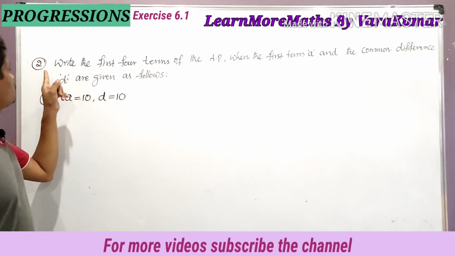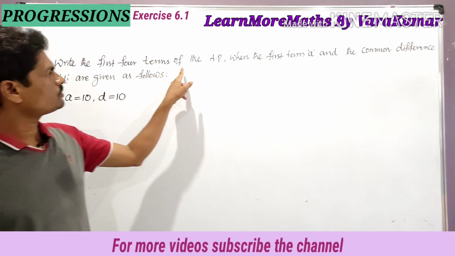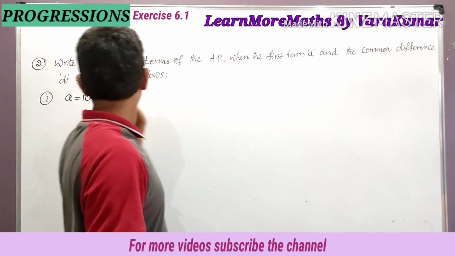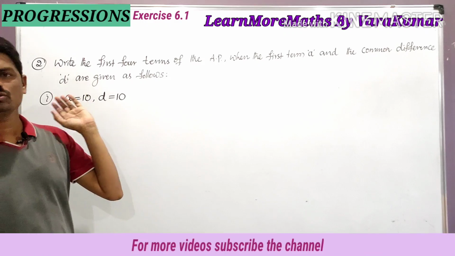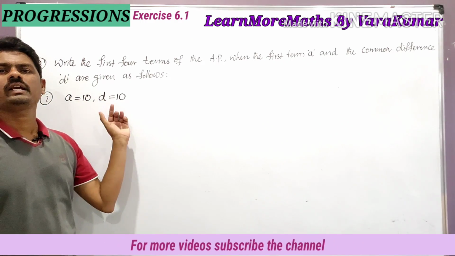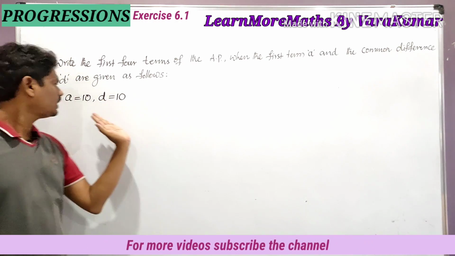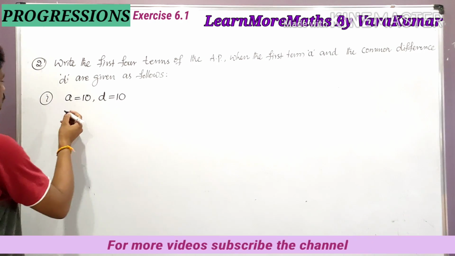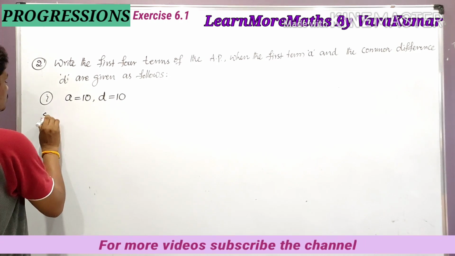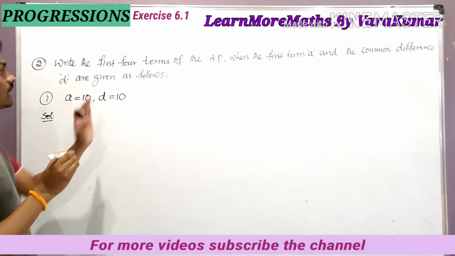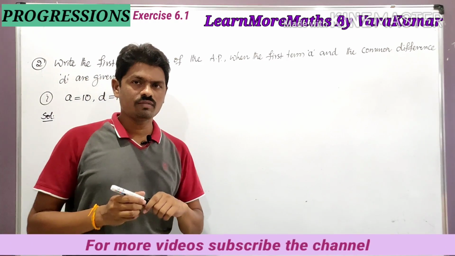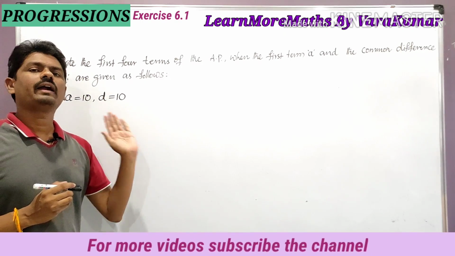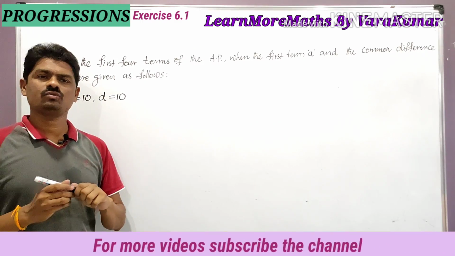So see, student, what he is asking: write the first 4 terms of the AP when the first term a and the common difference d are given as follows. So again there are some parts in the second problem, student. Now I have to solve one by one. This is the first one. a is equal to 10, d is equal to 10. So both are 10 he has given. What he is asking to find, student: write the first 4 terms. The first 4 terms are a1, a2, a3 and a4.